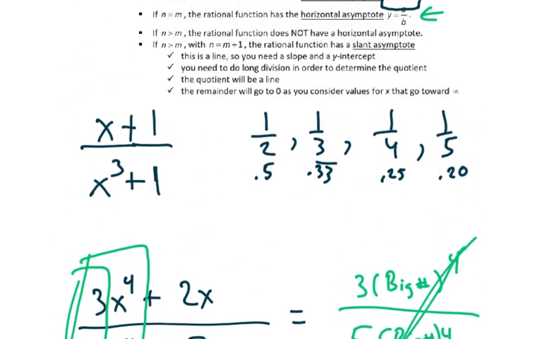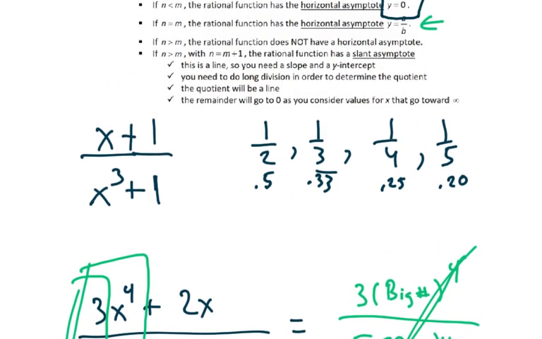So it's not that you're going to have a 0. You're actually going to end up having what's called a slant. The slant is the byproduct of the fact that when you divide them, you create a linear function.